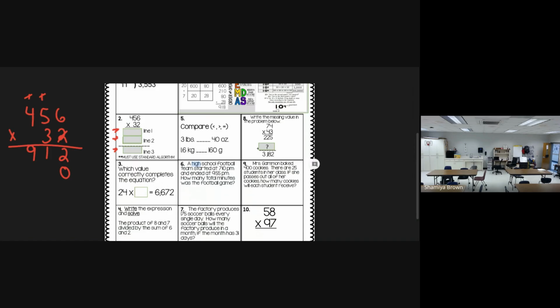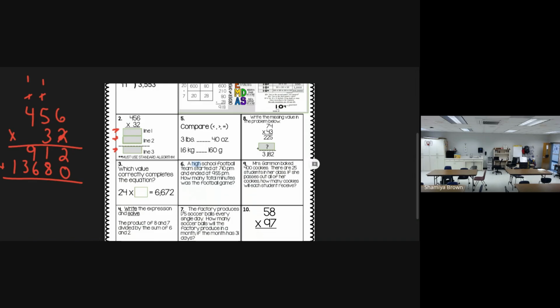Now I'm going to multiply everything up here by the 3. So 6 times 3 is 18. Put my 8, carry my 1. 5 times 3 is 15, plus 1 makes 16. And then 4 times 3 is 12, plus 1 makes 13. Okay, let me just go back and double check that. 6 times 3 was 18, 8 carried the 1. 5 times 3 is 15, plus 1 is 16. I put my 6, I carried my 1. 4 times 3 was 12, plus 1 was 13. So, yep, now I can add that up.